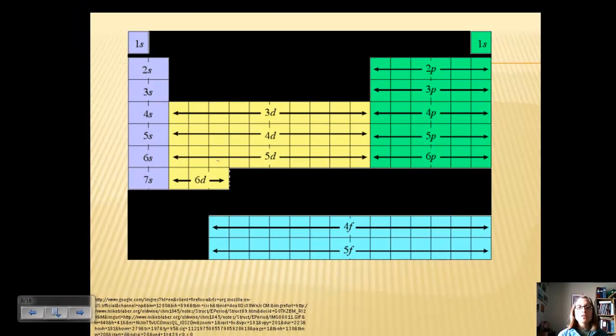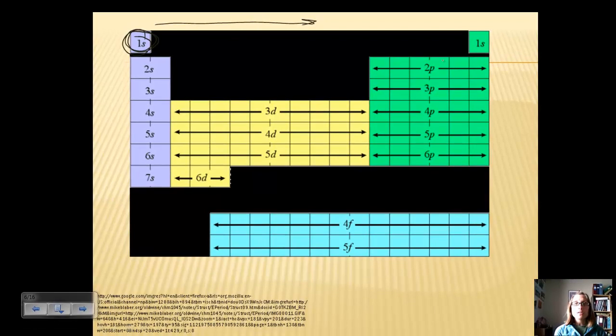Here's how electron configuration is arranged for the periodic table. We start with 1s because it's the lowest energy, and then we just follow everything across, just like you would read a book. Everything is in good order until we get about here. We have 4s, and then we go to 3d. That's just something that you have to remember.